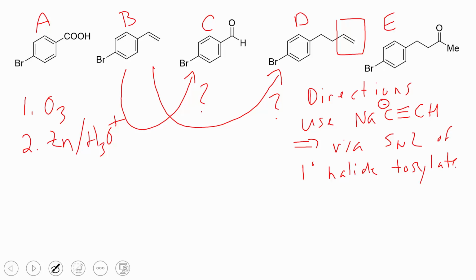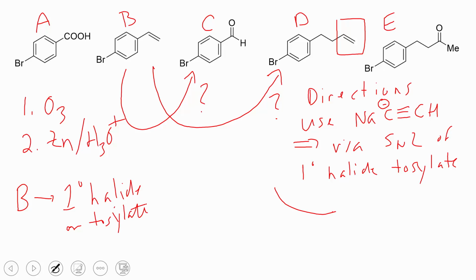Okay, so we need a primary halide or tosylate as our ultimate precursor. So let's just think about how we're going to turn this into a halide. Okay, so we need to turn B into a primary halide or tosylate.